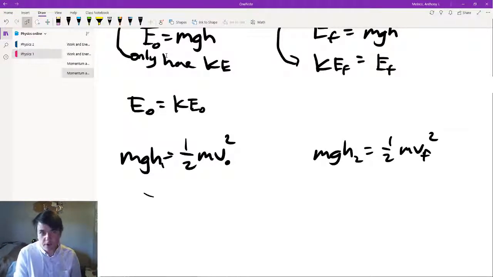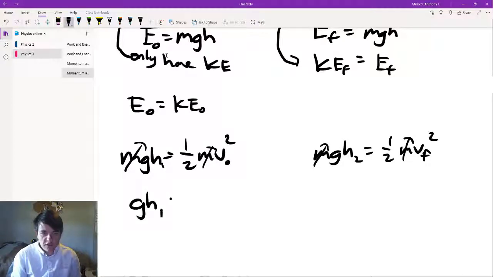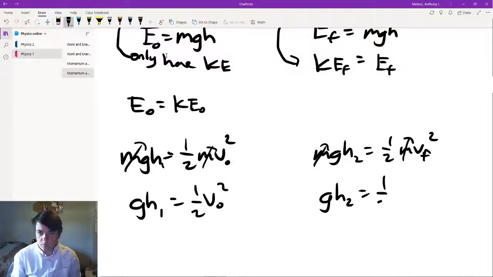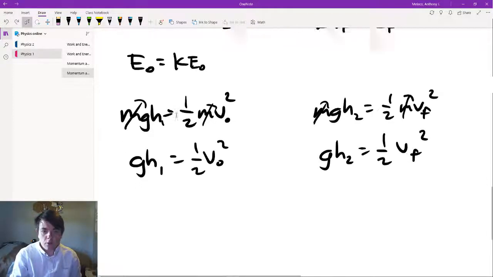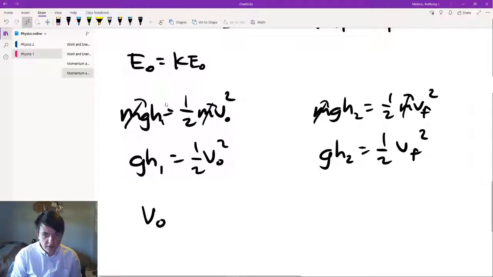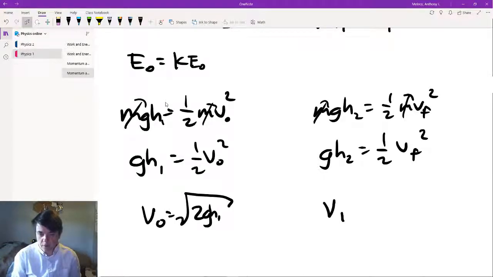So we did this in energy problems, where if you drop a ball, right, it's going to transfer its gravitational potential energy all into kinetic, okay? So we can cancel the m's. We can do that in both problems, okay? So gh1 equals 1/2 v naught squared. gh2 is 1/2 v final squared. We just need to solve for v, right? So v naught, if you multiply the 2 over and take the square root, it's the square root of 2gh1. Here, you can do the same thing.